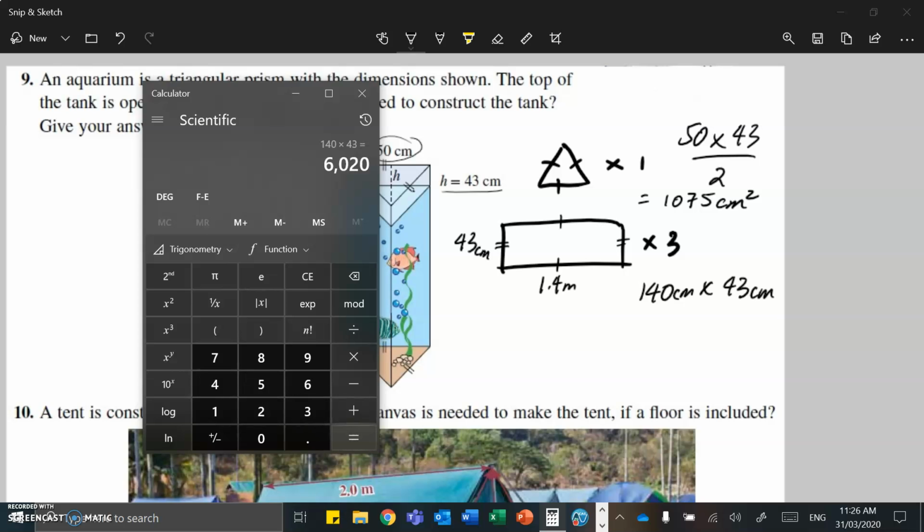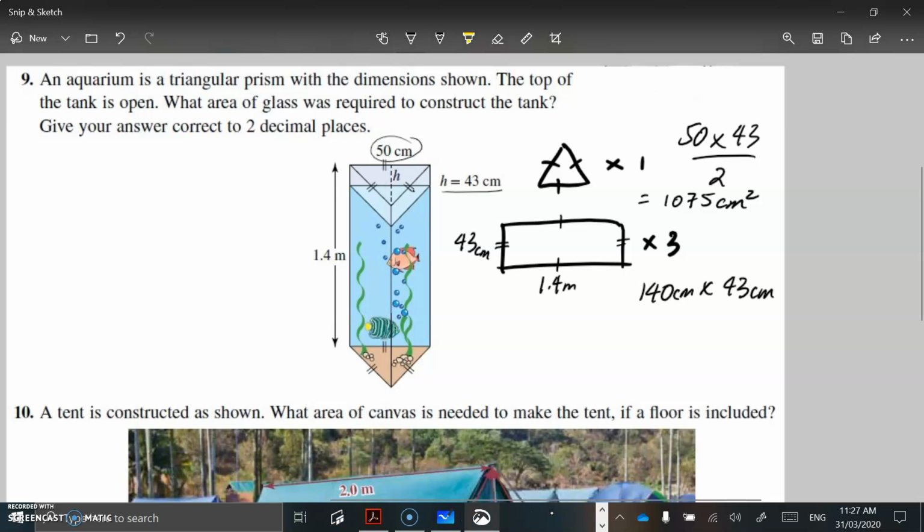is 6,020 centimeters squared. So that's for the 3 rectangular pieces of glass, and then we've got 1,075 for the triangular base. So that means we add the 2 together. 1075 plus 6020 is going to be 7095 centimeters squared. That's going to be the area of glass that's required.